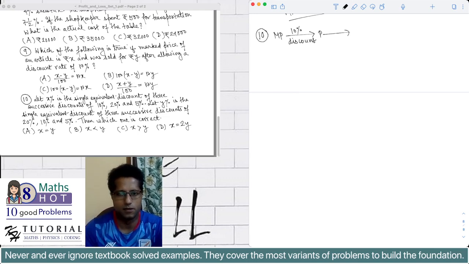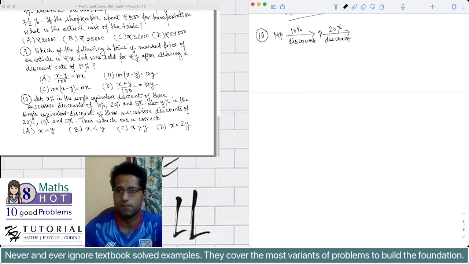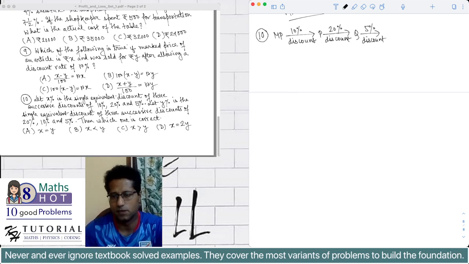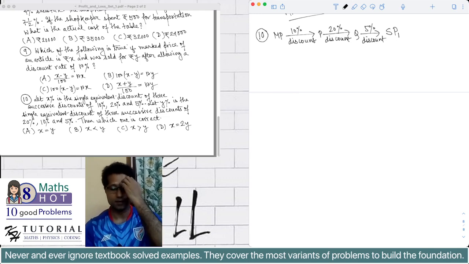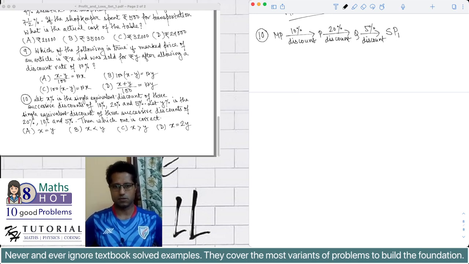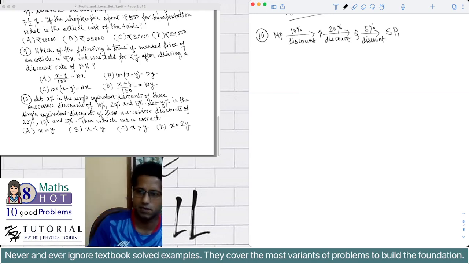From here there is another discount of 20%. Let's say the intermediate price, the reduced price after giving a 20% discount on P, is Q, and finally there is a 5% discount. Let's say the final selling price is SP1. We are naming it SP1 because we are considering the first situation, the three successive discounts of 10%, 20%, and 5%. For the other scenario, we will consider the final selling price to be SP2.